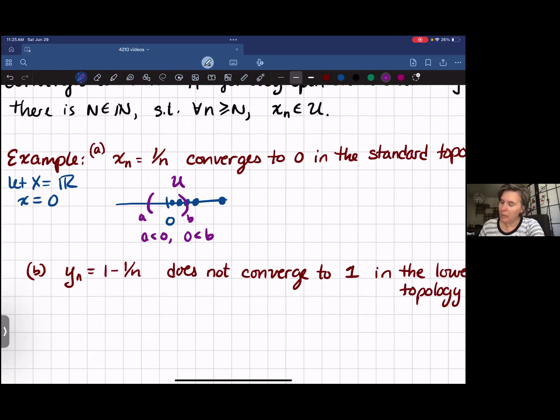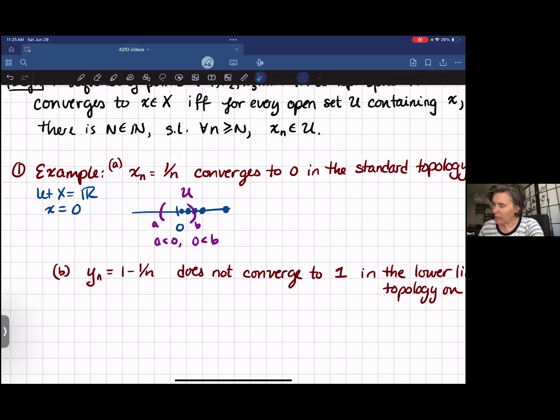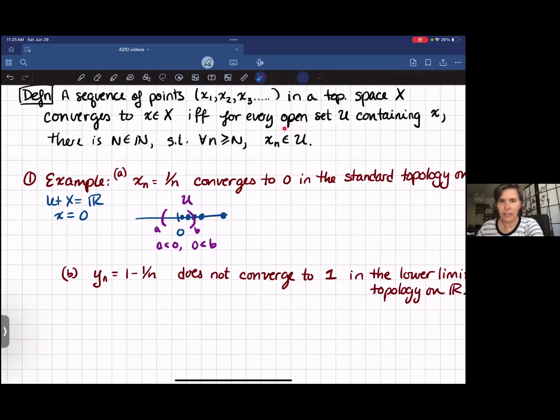And I want to claim that there's some capital N where for all little n greater than or equal to capital N, all of these points in this sequence are inside of that interval. So I'm looking at there is some capital N such that for all little n greater than or equal to capital N, x sub n is in this U, okay? And the U just has to be arbitrary. I just had to write it as A and B because it says for every open set U, okay?